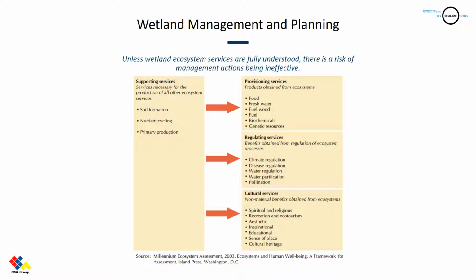Then we also have the regulating services, benefits obtained from regulation of ecosystem processes. Climate regulation, we touched on that already in a previous slide. The disease regulation, water regulation and purification, and pollination. And then we also have cultural services, non-material benefits obtained from this type of ecosystem: the spiritual and religious, recreation and ecotourism, the aesthetic, inspirational, educational, sense of place, and cultural heritage.